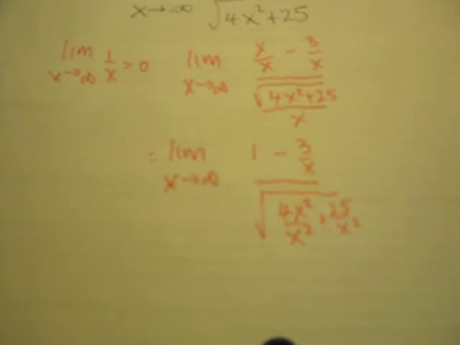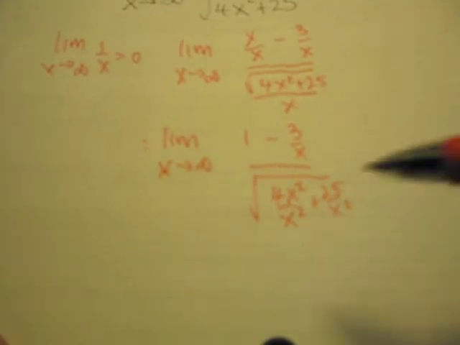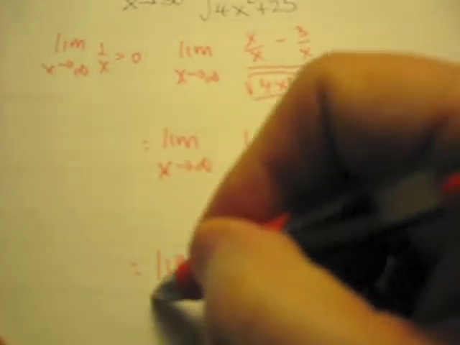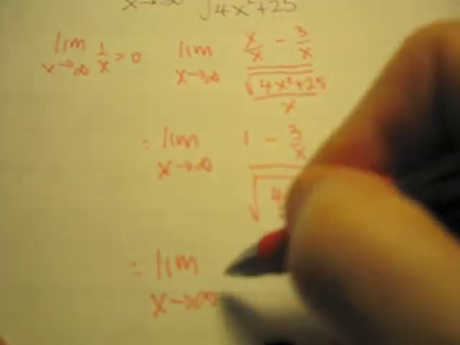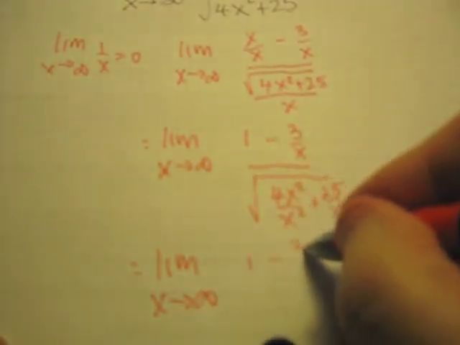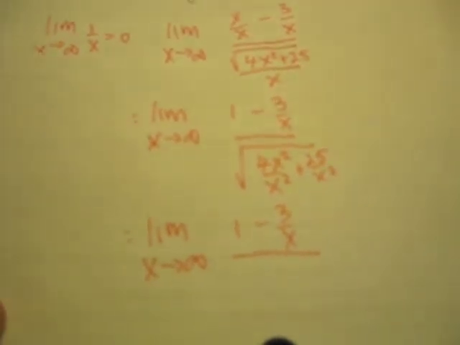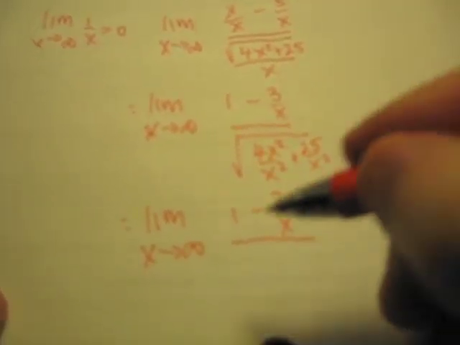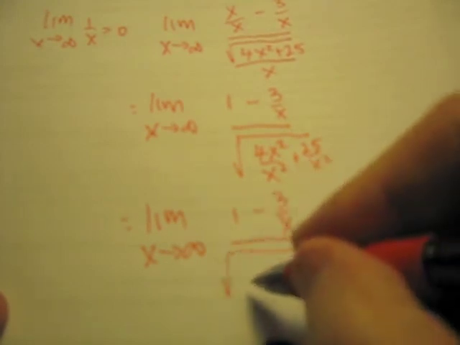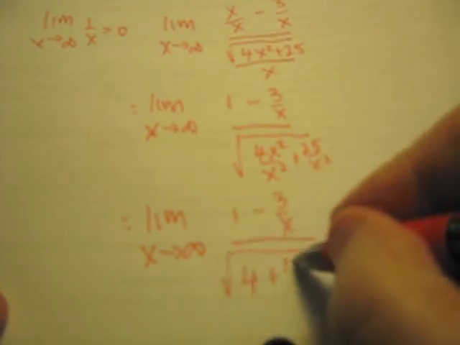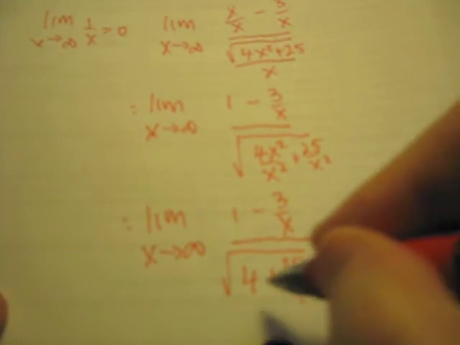Okay, alright, so now we can simplify this as the limit as x approaches infinity of 1 minus 3 on x, which stays the same on the top. Okay, and now we have the square root of 4 plus 25 over x squared.